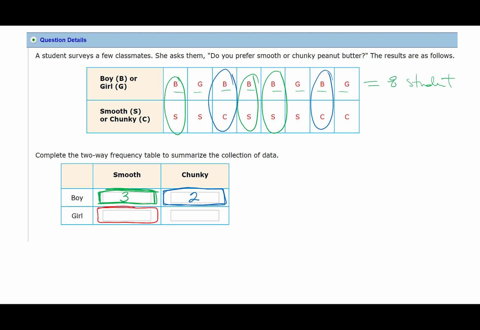This box that I'm outlining in red represents a girl who likes smooth peanut butter. There's a girl with smooth and there's a girl with smooth, so that's 2. And then our last box on the two-way table represents a girl who likes chunky peanut butter, and that is 1. And if you add all of those numbers together, you should get back to the 8 students, which we counted at the beginning of the problem.